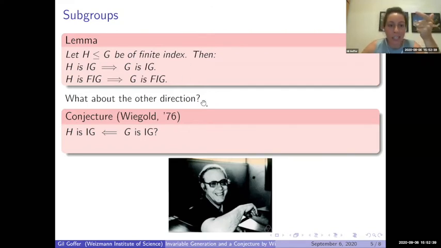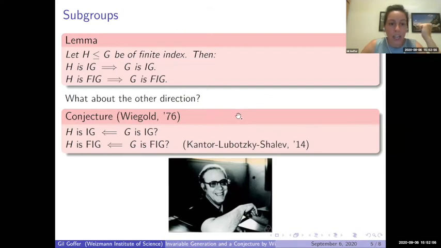We saw that finite groups are IG, and obviously their subgroups are also finite. So it took some time to figure out an example which doesn't follow that, but we will see this in a minute. Later on, Cantor, Lubotsky, and Shalev raised this question again, the first question, and also added the second one. If I know that G is finitely invariably generated, and I know that H is of finite index, does it follow that H is also FIG?